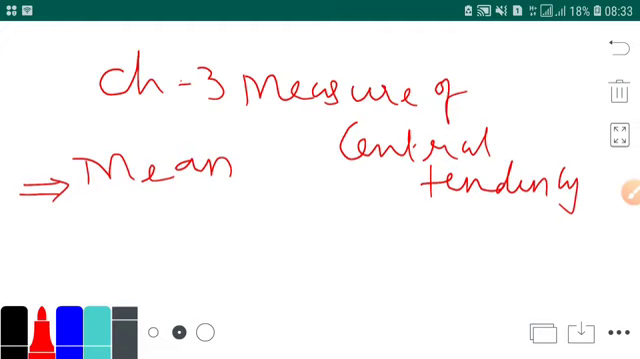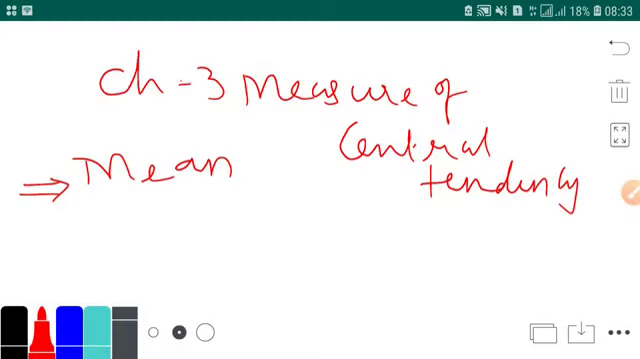Then we have done a sum of less than cumulative frequency. The question was given like less than cumulative frequency, and we have converted that less than cumulative frequency into classes. Then in the last lecture we have started a topic of combined mean.